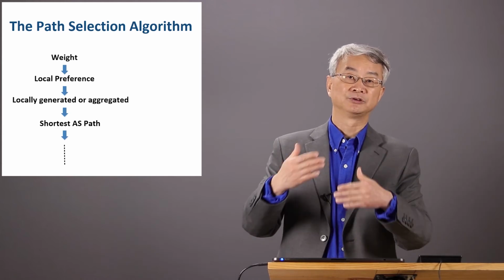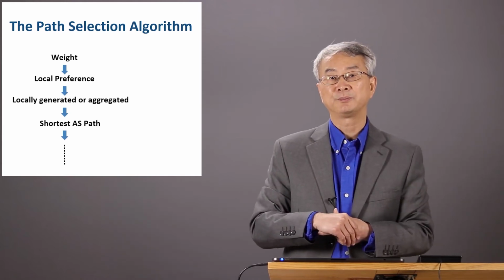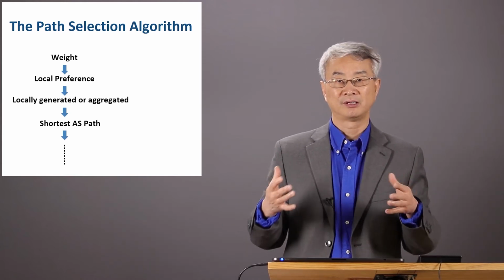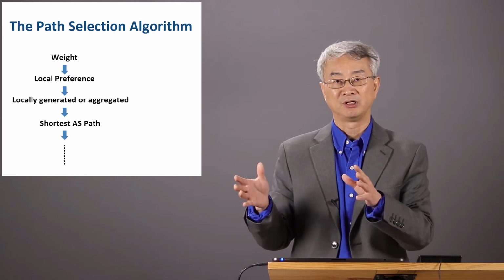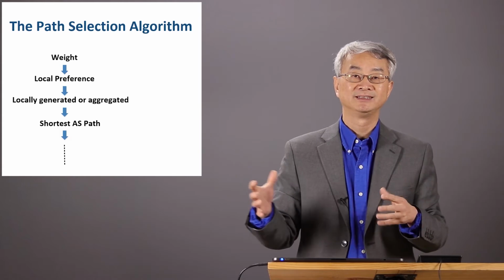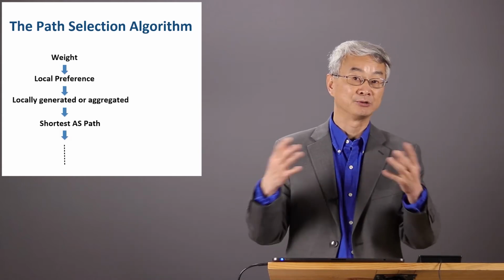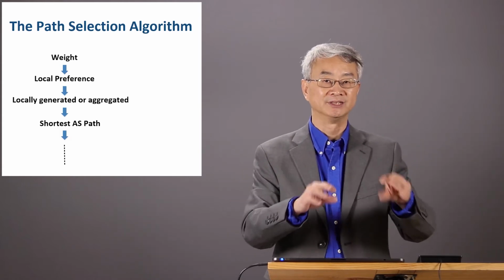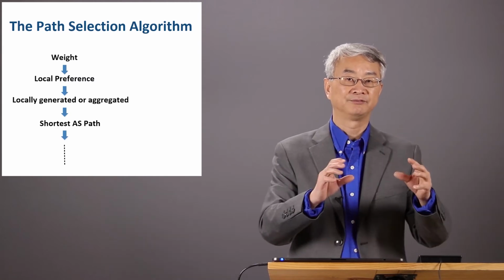The next one is called the local preference, and local preference is also some kind of weight. I will talk more about that. After local preference, you're going to look at whether the route is locally generated or aggregated. We're not going to dive too much into this, but this is one of the criteria.